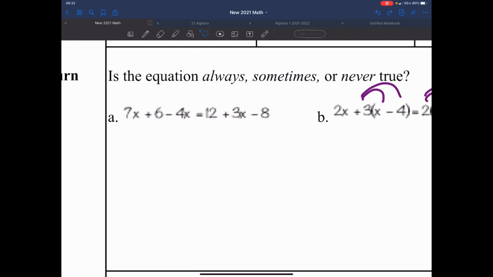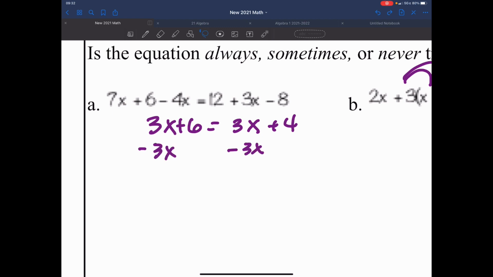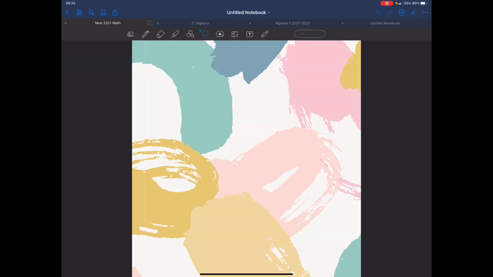For A, I have 7x plus 6 minus 4 equals 12x minus 3x minus 8. So I collect like terms. On the left, I get 3x plus 6, and on the right, I get 3x plus 4. I subtract 3x from both sides. I get 6 cannot equal 4. So this one is false.